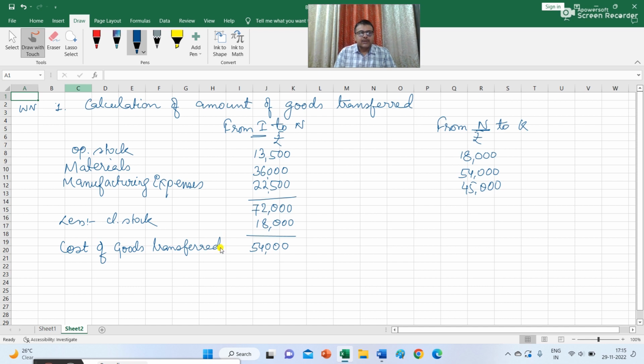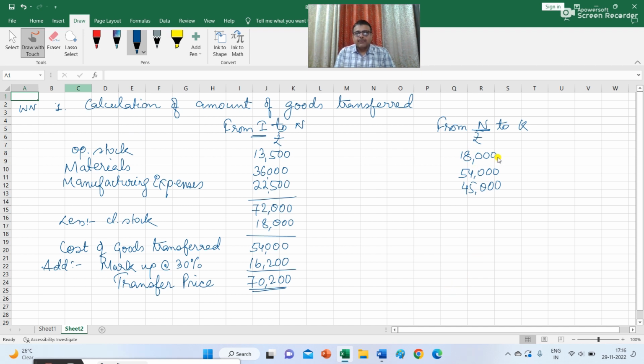And it is given in the question that Department I adds a markup of 30% on cost. So there is a markup at the rate of 30% of 54,000. So 30% of 54,000 is 16,200. So this is the transfer price of goods transferred from Department I to Department N. So this transfer price is to be included here in the second column, in order to calculate the value of goods transferred from Department N to Department K.